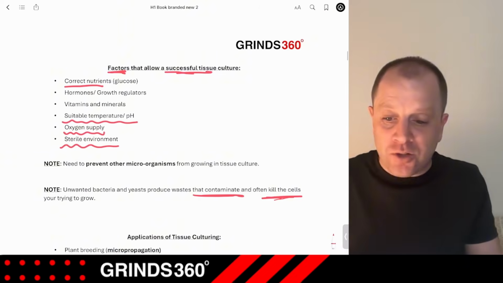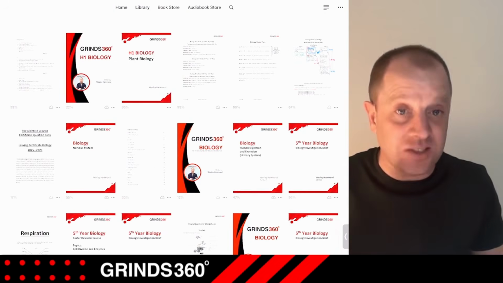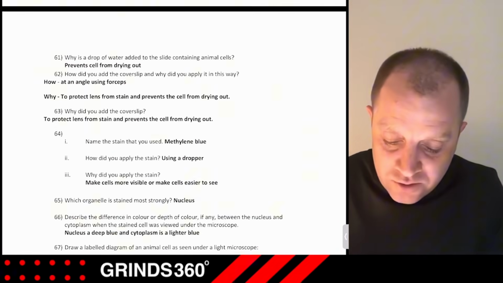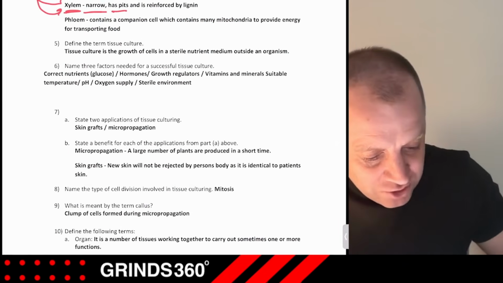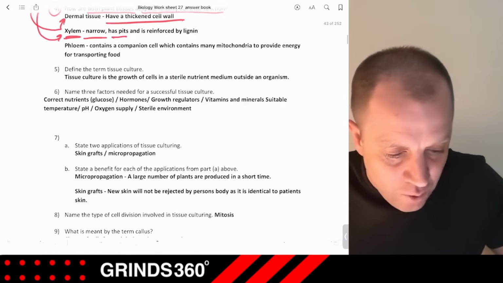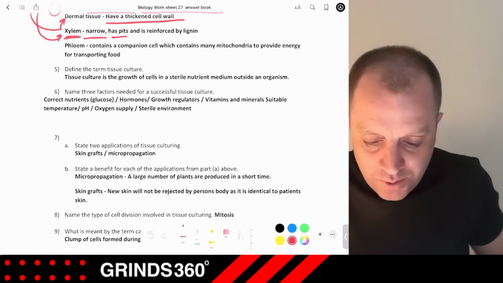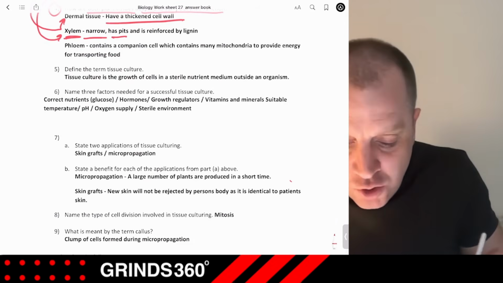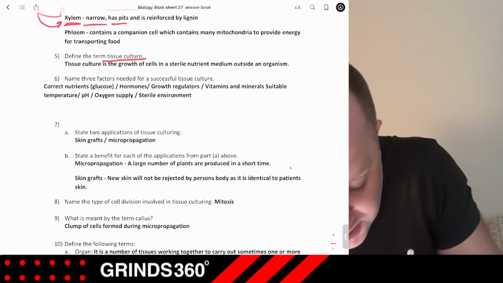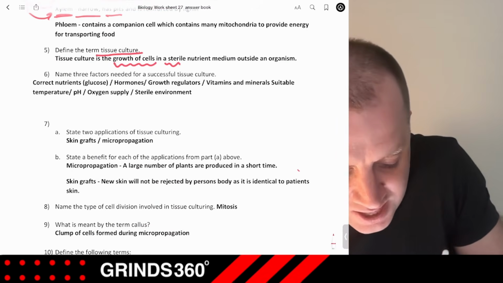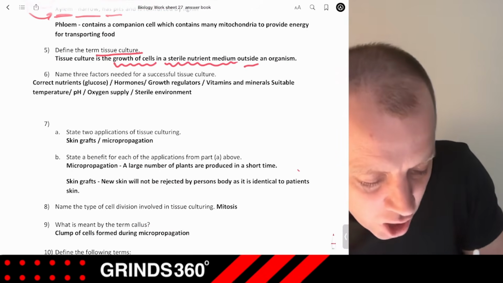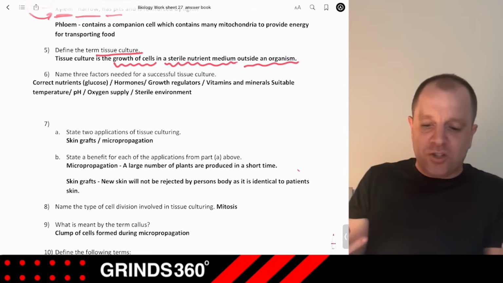Now, let me just go and show you a couple of exam questions they can ask on that. This is a short chapter. There's not much left to it. So if we look at this here, Question 5 on page 43 on your question bank. Okay, so if you look at this here, you will see here, define the term tissue culture. Tissue culture is the growth of cells in a sterile nutrient medium outside the organism. So that's the definition, right?